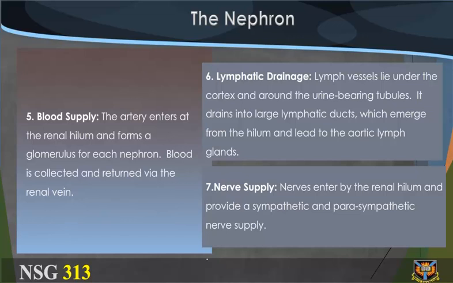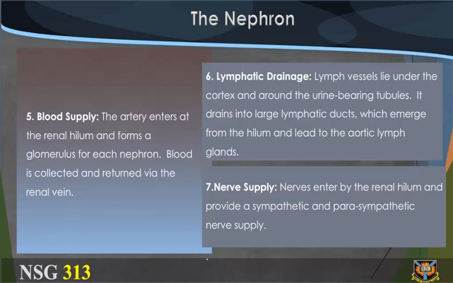5. Blood supply. The artery enters at the renal hilum and forms a glomerulus for each nephron. Blood is collected and returned via the renal vein. 6. Lymphatic drainage. Lymph vessels lie under the cortex and around the urine-bearing tubules. It drains into large lymphatic ducts, which emerge from the hilum and lead to the aortic lymph glands.